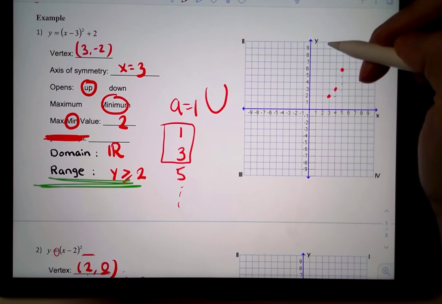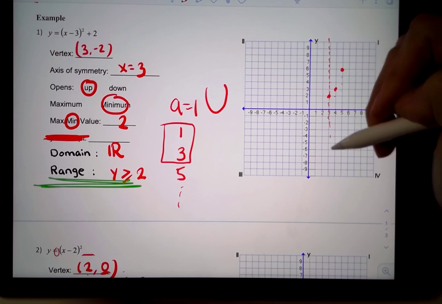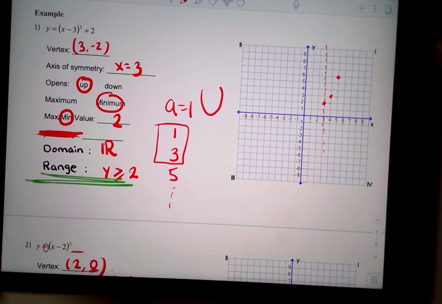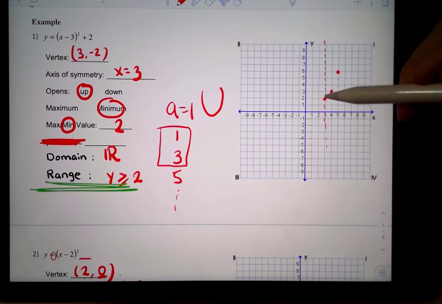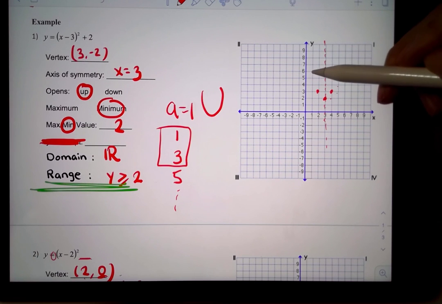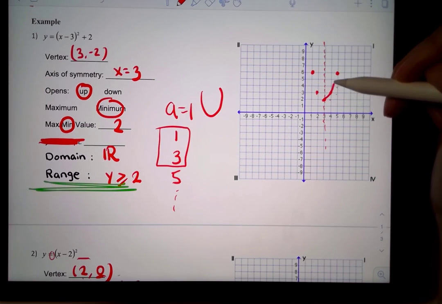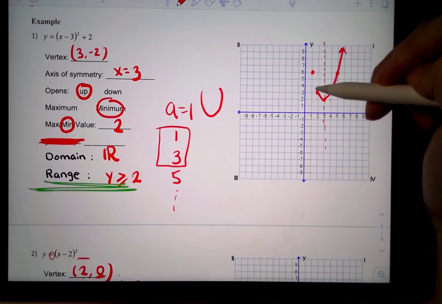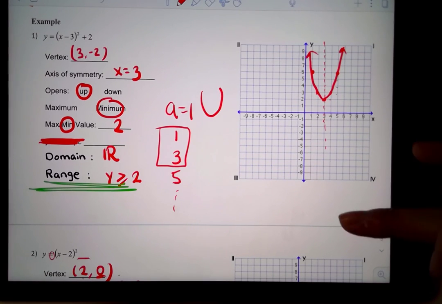All right, and you know, here we know this is the axis of symmetry, so you can just get the other point on the left side, just use symmetry. So this one, like this. And then once you get 5 points, you can connect like this. All right, so 1, 3, 5, just remember the numbers.